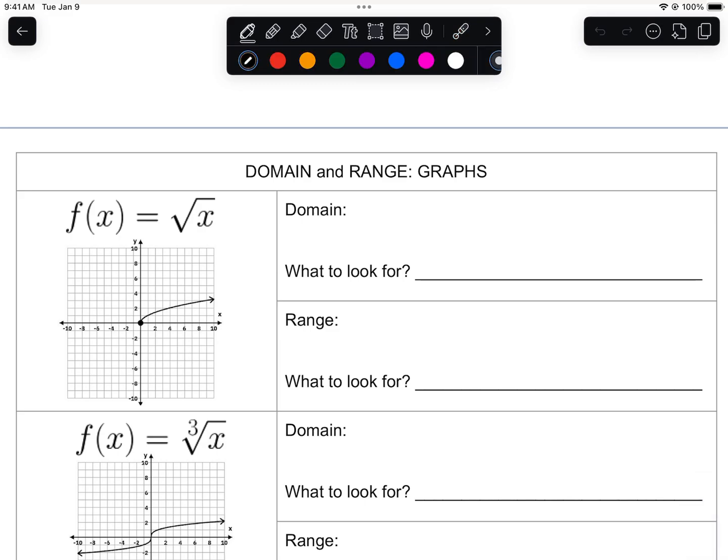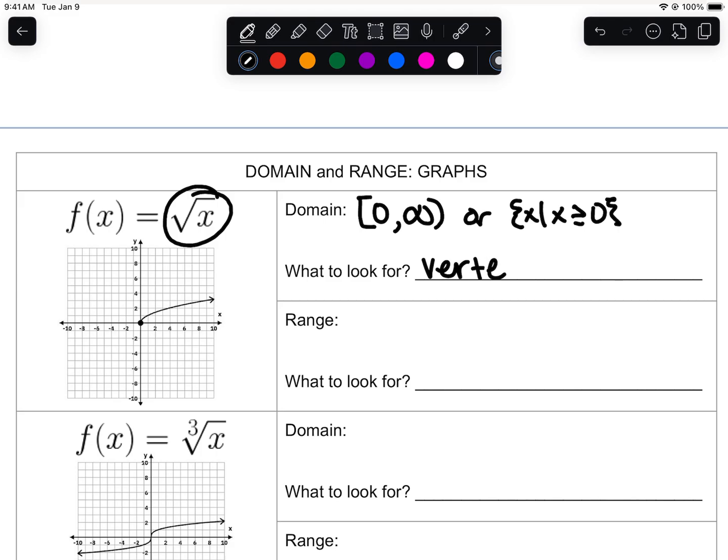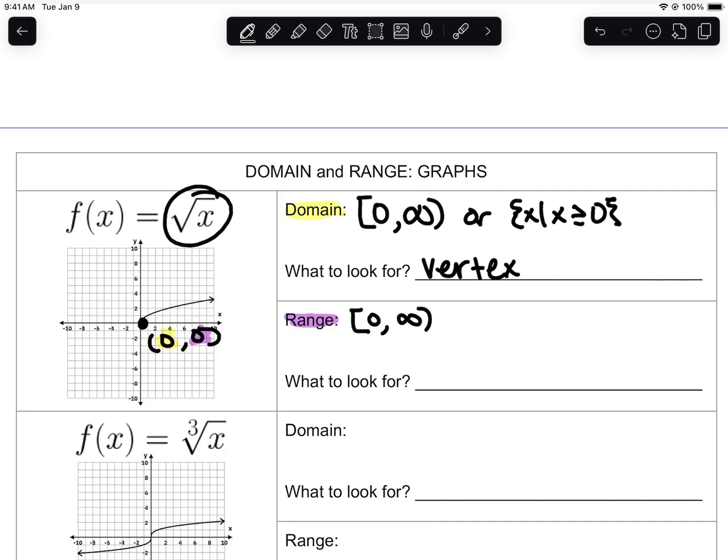Domain and range. First, for our square root function, our domain is going to be 0 to infinity, or in set notation, x such that x is greater than or equal to 0. The thing you're looking for is the vertex, the starting point, which is this point right here at 0, 0. Remember, domain is x. Your range is your y value, so your range will also be 0 to infinity because we have a lowest point. So notice for these square root functions, it is never all real numbers when it's just a square root function.